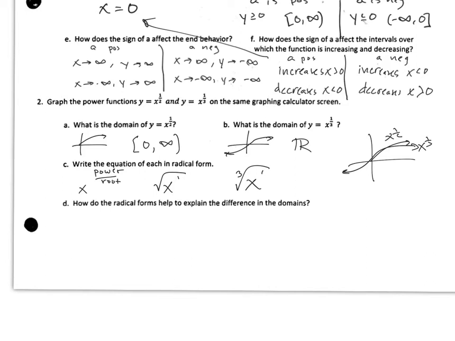How does the radical form help you explain the difference in the domains? Well, in this domain, we don't have anything negative, right? So this domain, square root, it stops at 0. It's because you can't take the even root, whether it's 4th, 6th, or whatever, of a negative number. Well, you can, but you get an imaginary, and you can't graph imaginary, so we're dealing with graphing right now, so we're going to just say we don't have a place for graphing imaginaries.